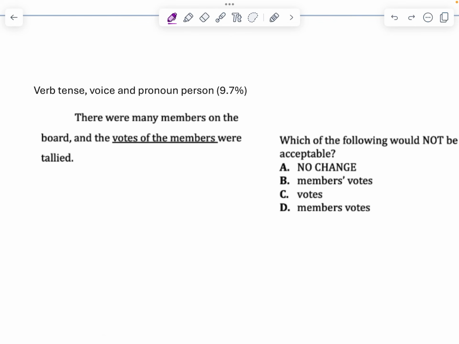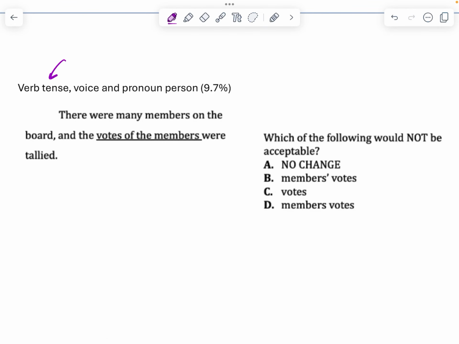Verb tense, voice, and pronoun person. Again, this is just about verb tense, using the right present versus past versus future. Pronoun person is just about if you're talking about multiple people, you should use apostrophes and punctuation that represents multiple people or plurals, right? And then voice is just active versus passive. So let's go through an example.